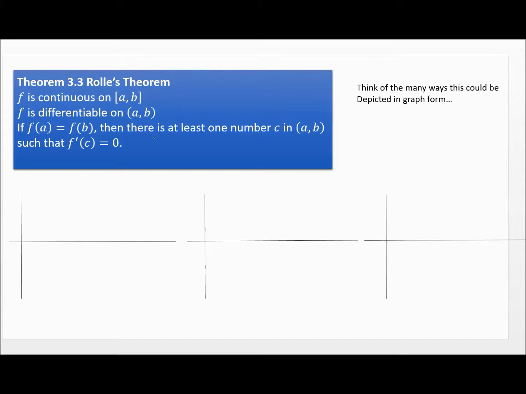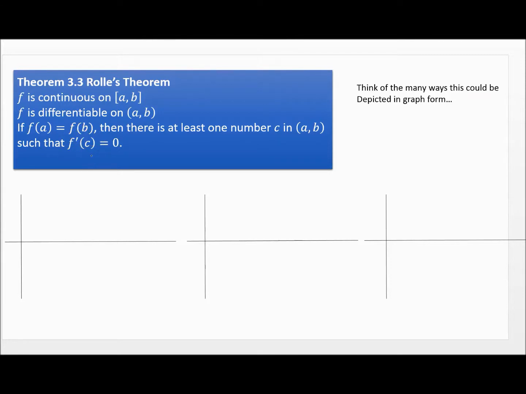And finally, the third thing that must be true to be able to apply Rolle's theorem is that f of A must equal f of B. And if all three of those things are true, then there is at least one number C in A and B such that the derivative, notice f prime of C, is equal to 0.